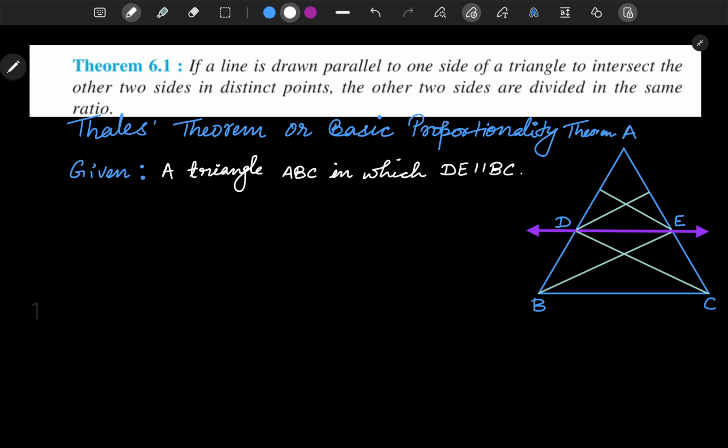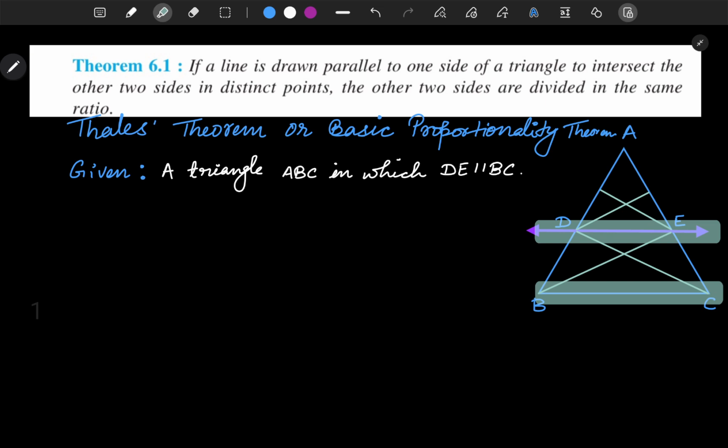So here you can see a figure naming triangle ABC, and in the purple color you might be able to see a line that is parallel to BC, right? A line DE parallel to BC. These two lines are parallel. So we are given a triangle ABC in which DE is parallel to BC. We also need to see what we have to prove. We have to prove that the two sides are divided in the same ratio.